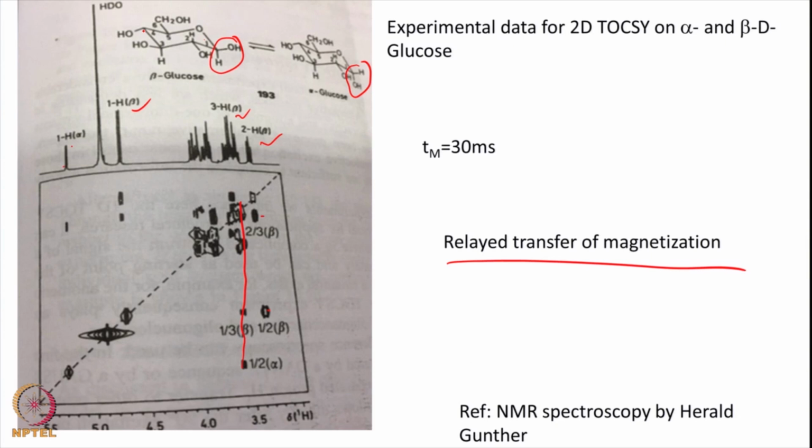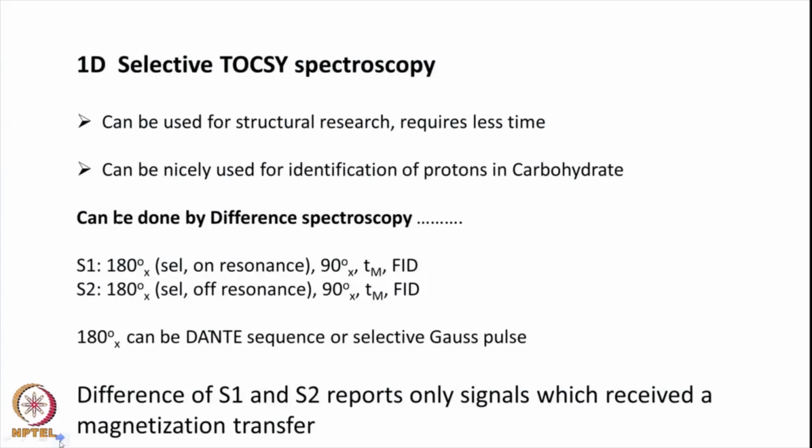Details we are going to discuss when we start actually looking at the 2D experiments, such as COSY, TOCSY and all those. But at the moment this concept is important, because we can now achieve the correlation between 3 bond, 4 bond coupling. A simplified version of this can also be done in 1D fashion. So now I am going to discuss the 1D selective TOCSY experiment.